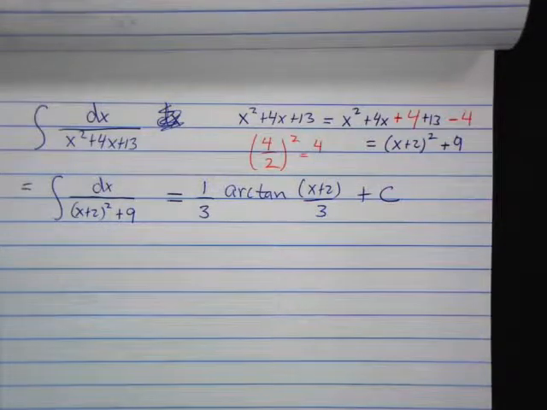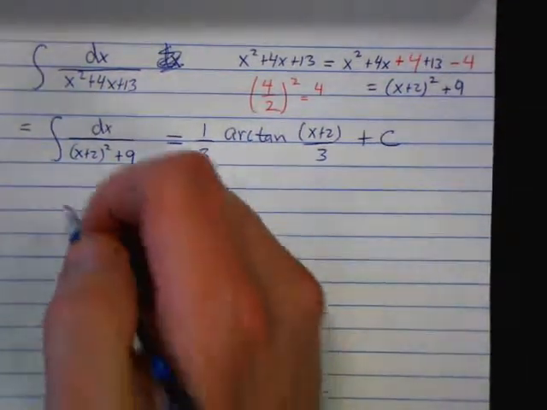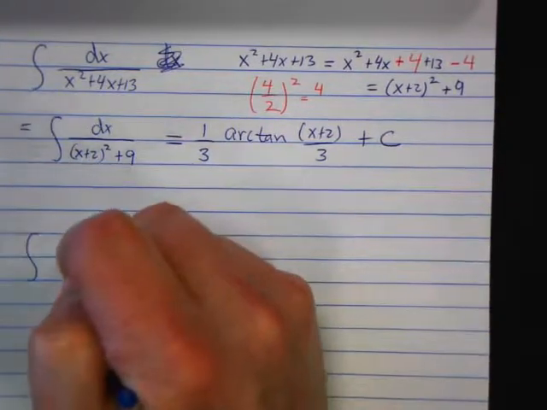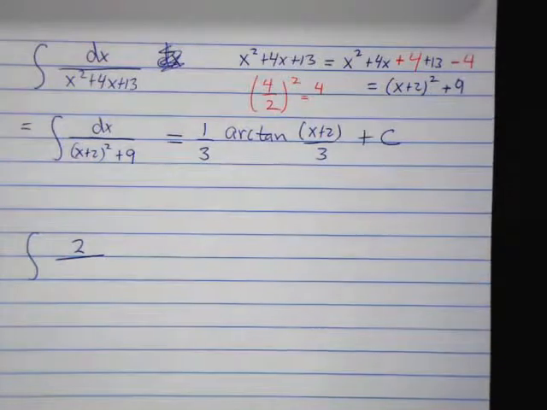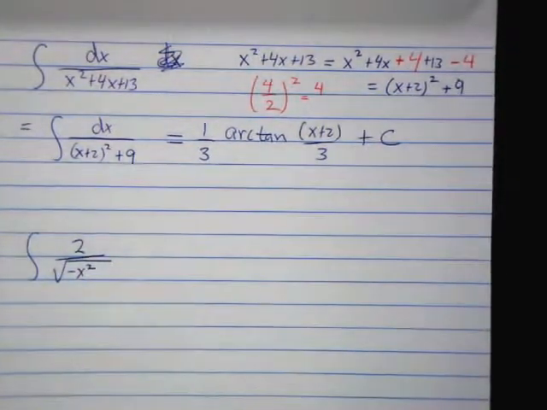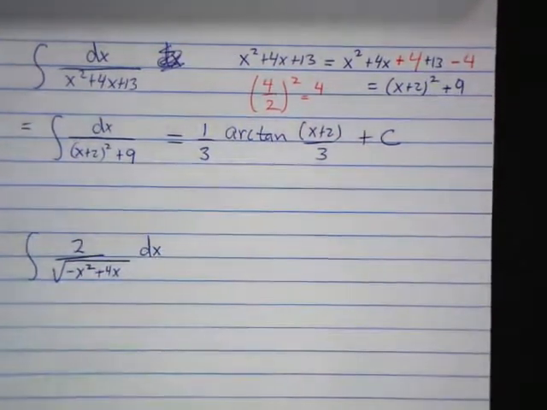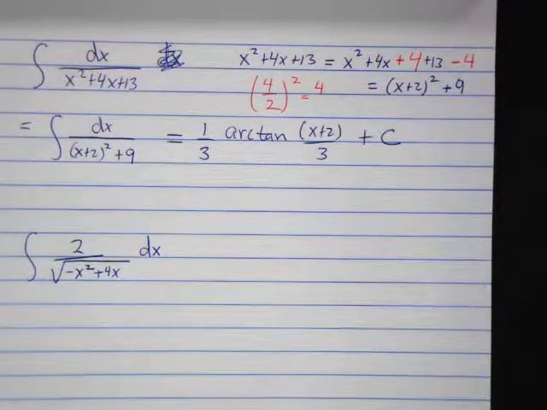How about the integral of 2 over the square root of minus x squared plus 4x dx? Once again, does that fit into any of our patterns?